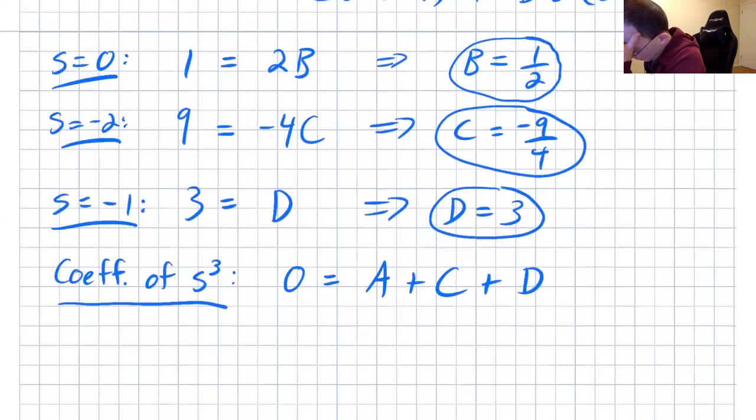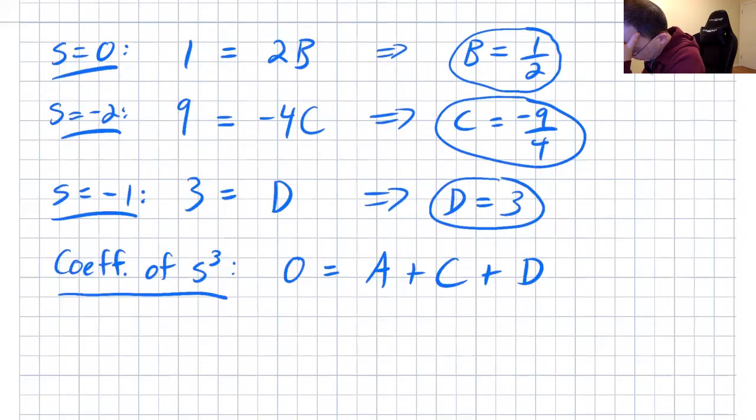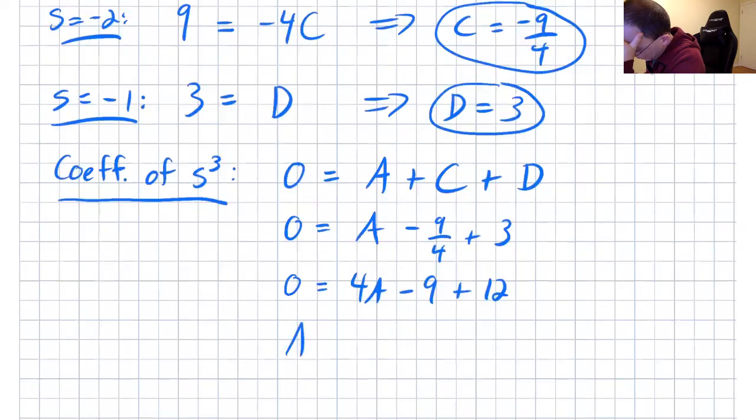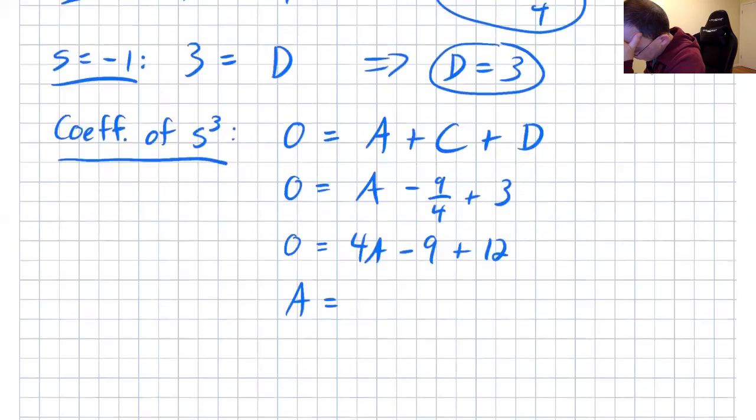Obviously we know C and we know D, so we can solve for A. Let's do that. So we get 0 is equal to A minus 9 over 4 plus 3. I'm going to multiply everything by 4. So I get 4A minus 9 plus 12. And so therefore A is equal to, this is going to be plus 3, so I'll move that over here, get minus 3. So minus 3 divided by 4. And there we have it.